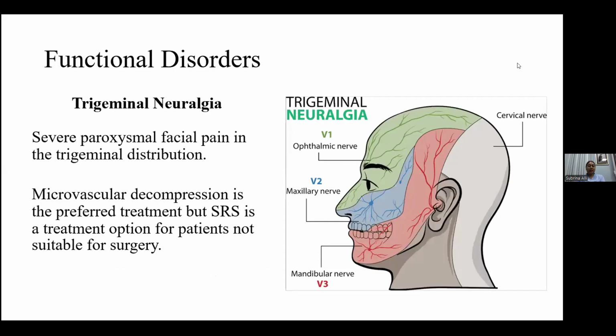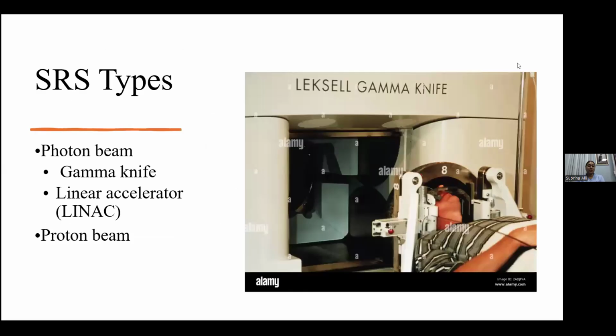In terms of our functional disorders, we have trigeminal neuralgia, which is severe paroxysmal facial pain in the trigeminal distribution. Microvascular decompression is the preferred treatment, but we do see stereotactic radiosurgery as a treatment option for these patients who are, again, not suitable for surgery as well.